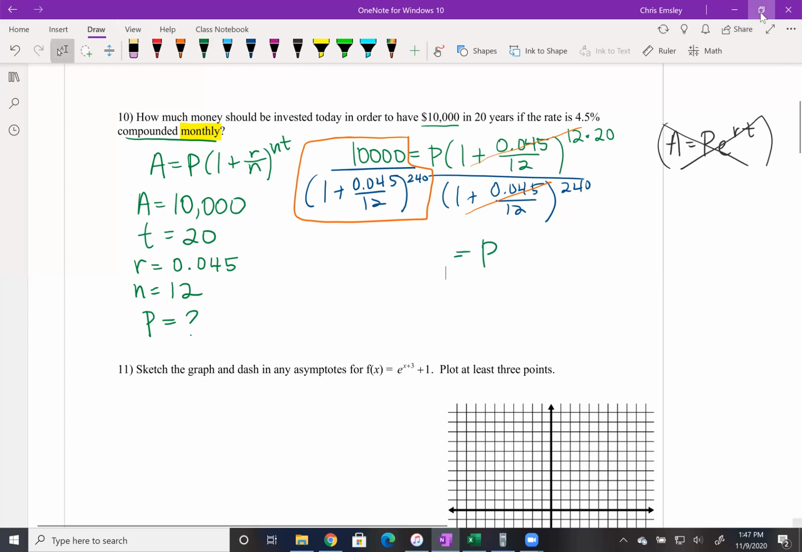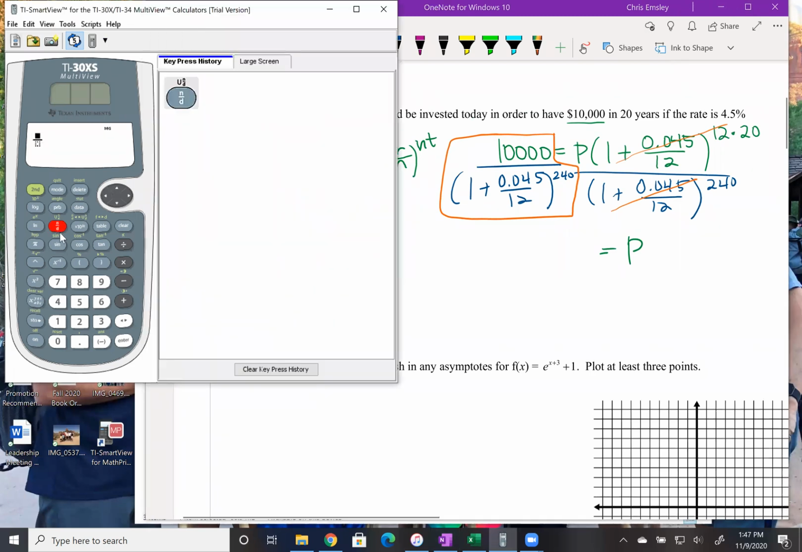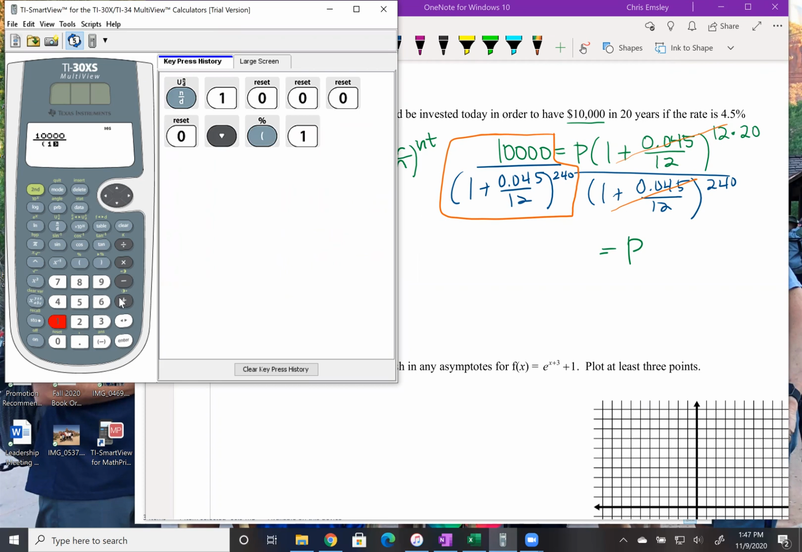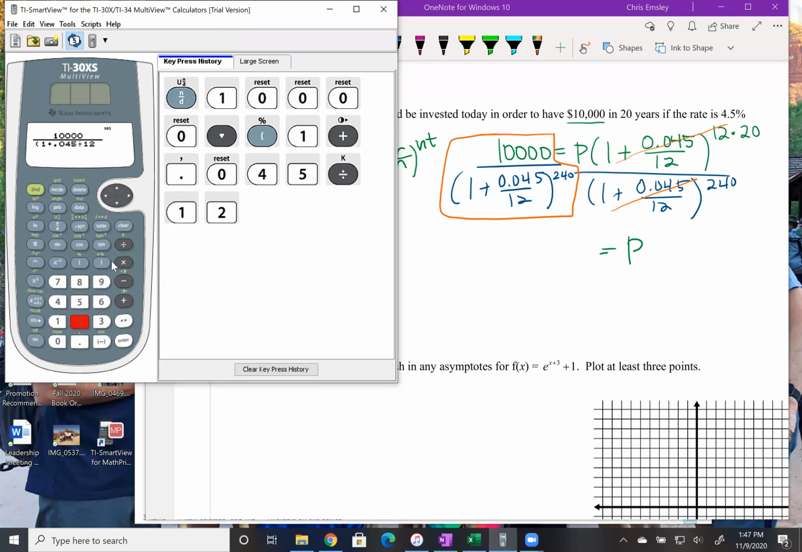Okay, if you have the multi-view calculator, you can use the fraction button and type that all in at once. Put your 10,000 on the top. And then go down to your denominator. We need our parentheses. We'll do 1 plus 0.045 divided by 12. You could have used your fraction button again there, but just to make it look a little simpler, I just did it as a division rather than as a fraction. And we want to raise that whole denominator to the 240 power. So there's what it would look like on your multi-view calculator.